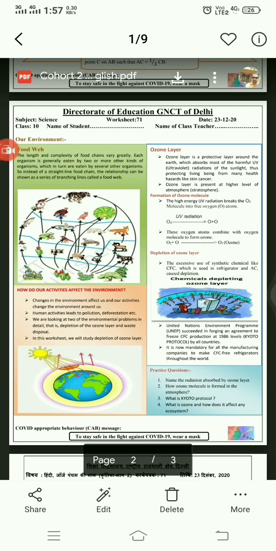So to reduce the production of CFCs, an international treaty has been done that is known as Kyoto Protocol. In 1986, most of the countries of the world joined that treaty, and they reached a consensual agreement to reduce the concentration of CFCs, so that destruction of ozone can be stopped or can be reduced.